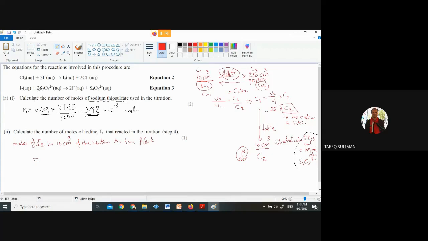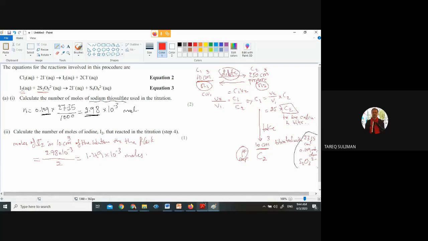Yes, we calculated thiosulfate. Number of moles of iodine equals to what? Thiosulfate divided by what? 1.49 times 10 power minus 3. Yes, divided by 2. Excellent. 2.98 times 10 to the power minus 3 divided by 2, 1.49 times 10 to the power minus 3 moles.